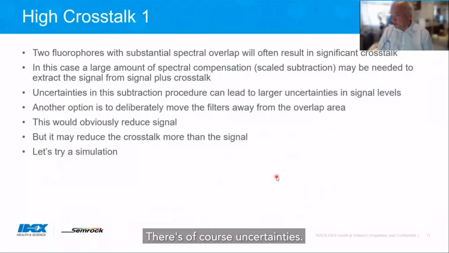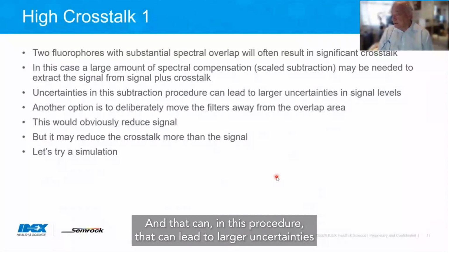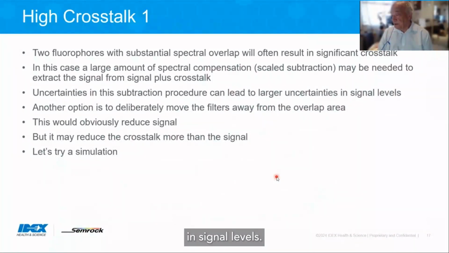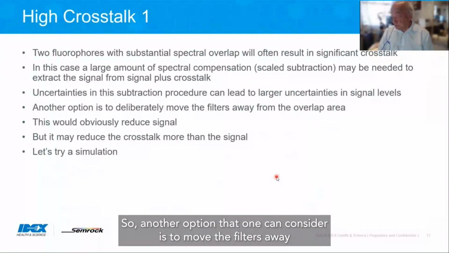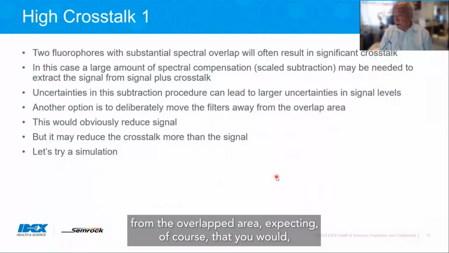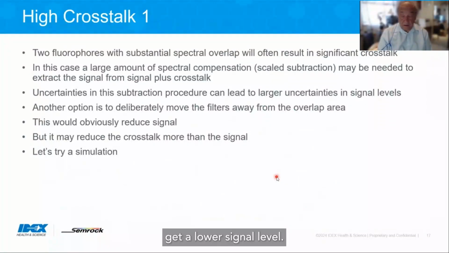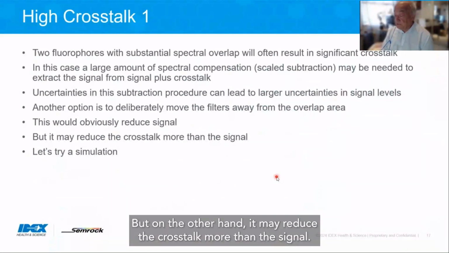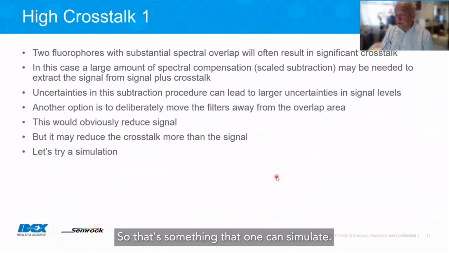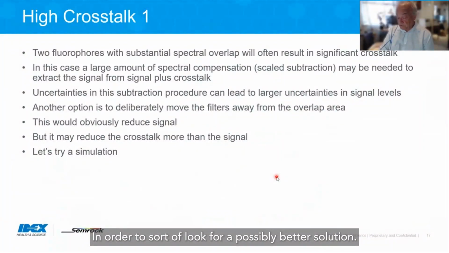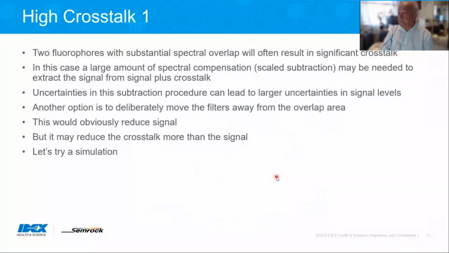There are, of course, uncertainties in this procedure, and that can lead to larger uncertainties in signal levels. So another option that one can consider is to move the filters away from the overlap area, expecting, of course, that you would get a lower signal level. But on the other hand, it may reduce the crosstalk more than the signal. So that's something one can simulate in order to look for possibly a better solution.